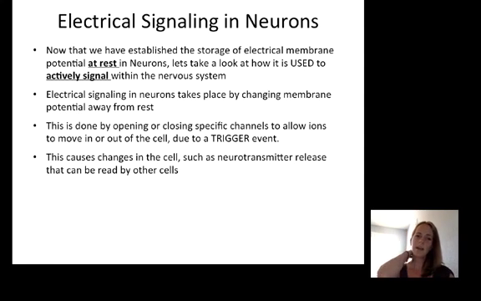Now that we know how things are set up at rest, let's take a look at how it is used to actively signal within the nervous system. So electrical signaling in neurons, again, takes place by changing membrane potential away from rest. This is done by opening or closing specific channels to allow ions, sodium and potassium, to move in or out of the cell. And that's done through different trigger or stimuli events. This causes a change in the cell, for example, neurotransmitter release, that can be read by other cells.